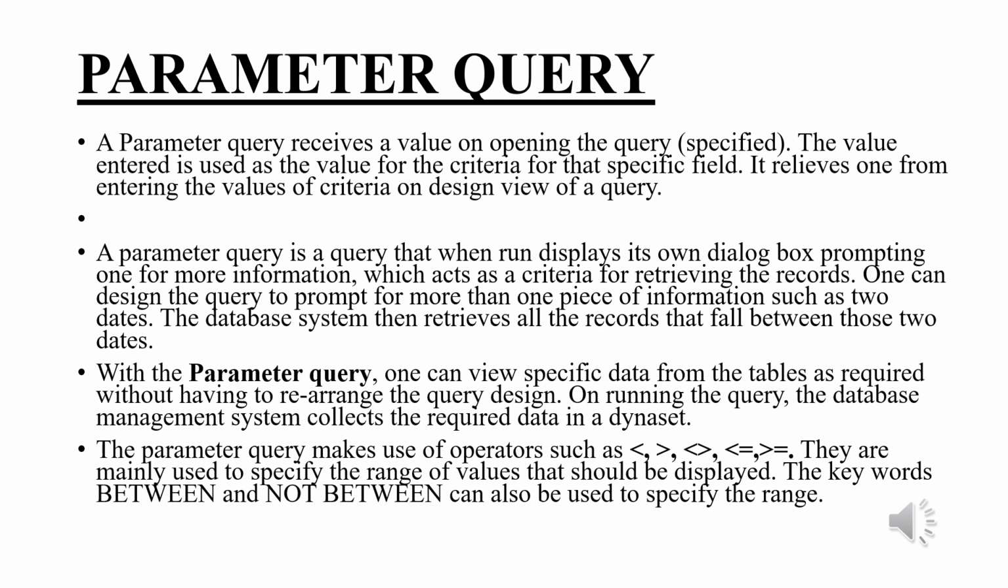The parameter query makes use of operators such as set. They are mainly used to specify the range of values that should be displayed. The keywords between and not between can also be used to specify the range.